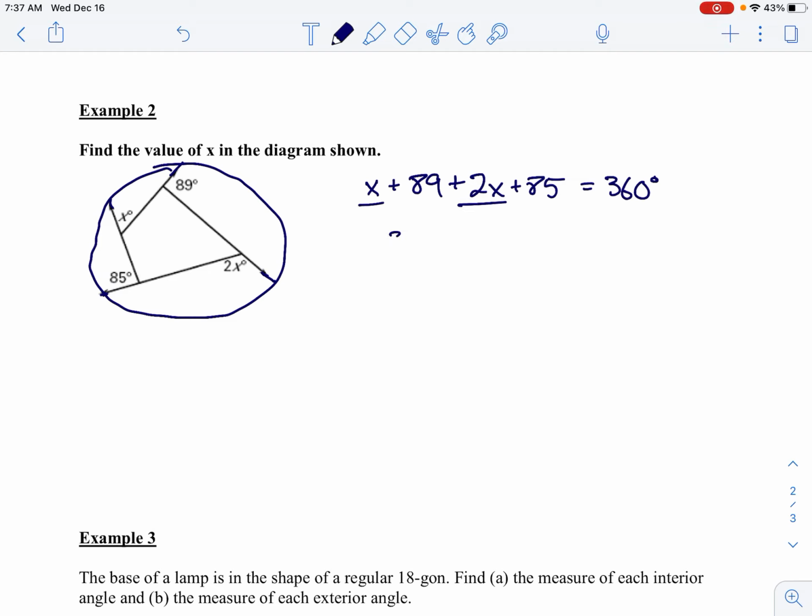And now from here, I'm just going to combine like terms. So x and 2x make 3x. Then I have 89 and 85. Let me add that together. Don't want to make any mistakes here for you. So that's 174 equals 360.